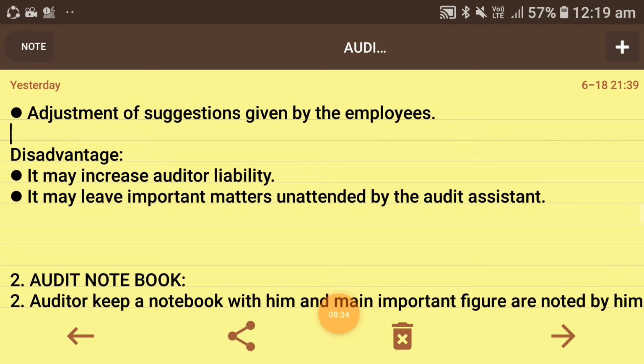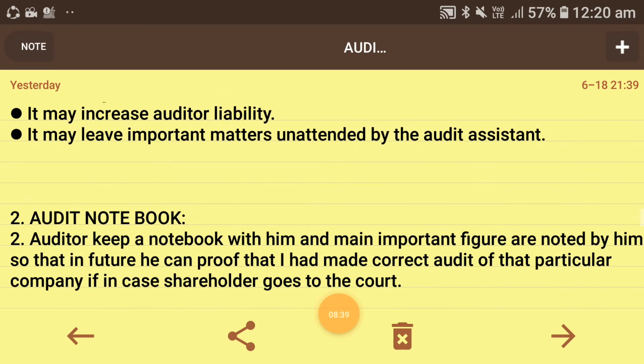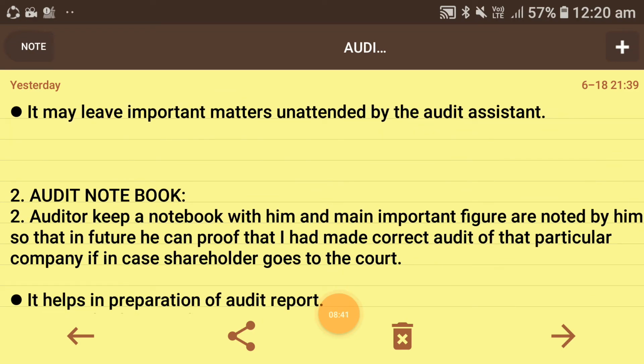Now I'm going to talk about the audit notebook. The audit notebook is a very important thing. The auditor keeps a notebook with him, and the main important figures are noted by him, so that in future he can prove that he made the correct audit of that particular company, if in case shareholders go to court.